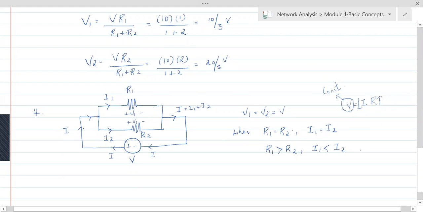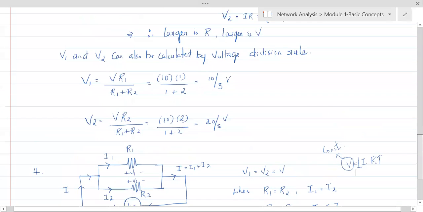That's why, if R1 is equal to R2, I1 is equal to I2. But if R1 is greater than R2, I1 is less than I2. So if V is a constant, for V to be the same, if R is increasing, I has to be decreasing. Or in other words, if I is increasing, R has to be decreasing. This should happen for getting the constant V. That is why this is happening. Everybody understand that?